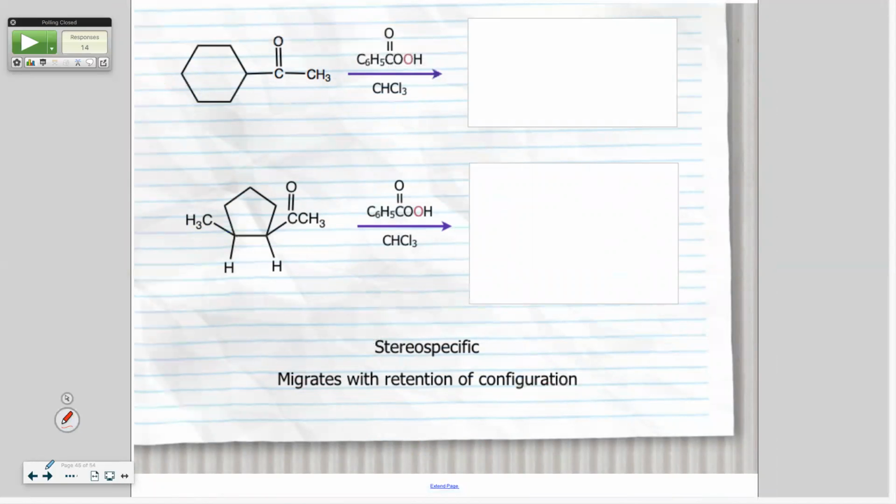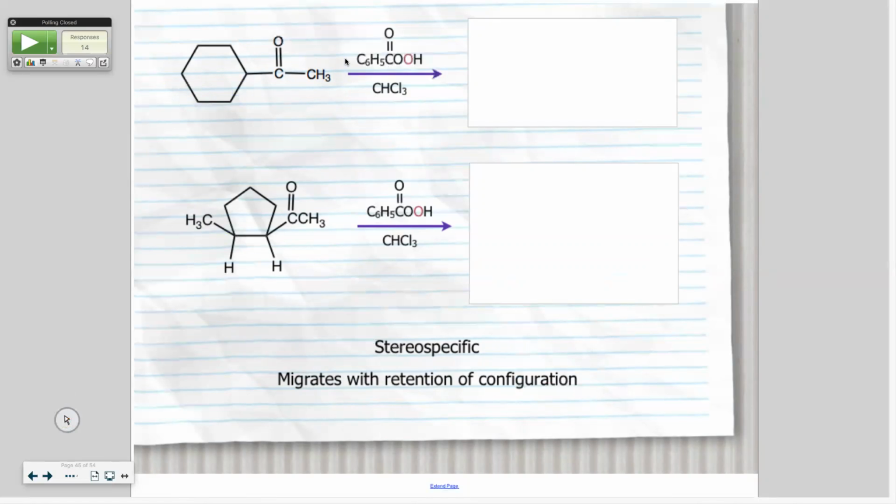All right, so let's see if the next slide is indeed the mechanism. No, it's a little more practice. All right, so I colored the O that's going to end up in the ester pink. So what do you think, which group is going to migrate, the cyclohexane or the methyl? Which one do you think is going to migrate to give you your major product? The cyclohexane, why?